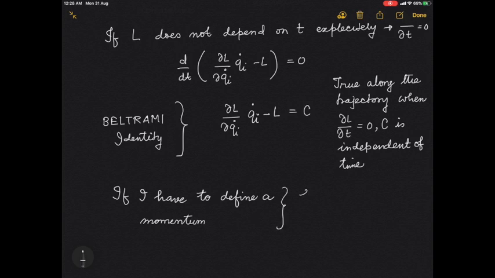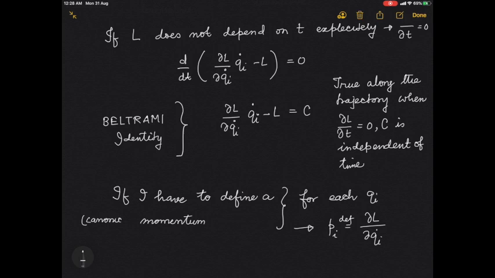So for each Qi, the corresponding canonical momentum is called Pi, and this is calculated by del L del Qi dot. This is the definition. You cannot ask why it is so. So this is a canonical momentum, and there can be momentum defined many other ways, but this is the canonical momentum, and it is defined this way.